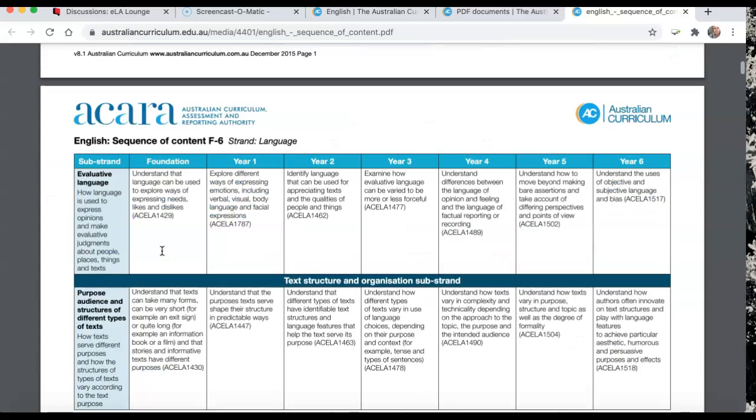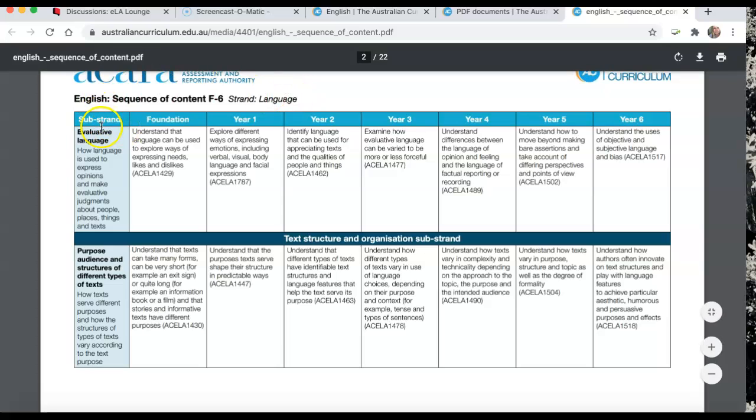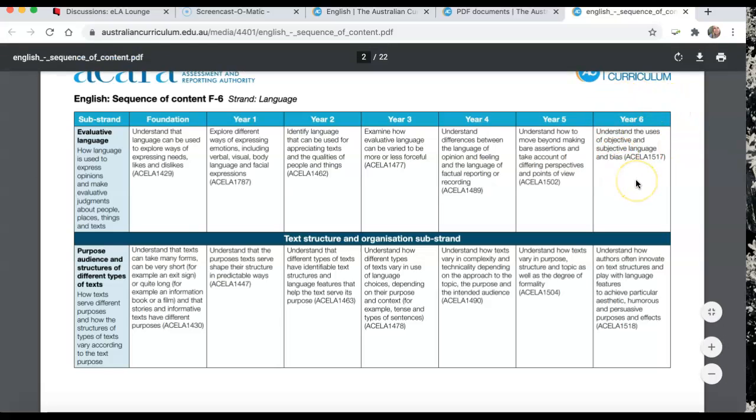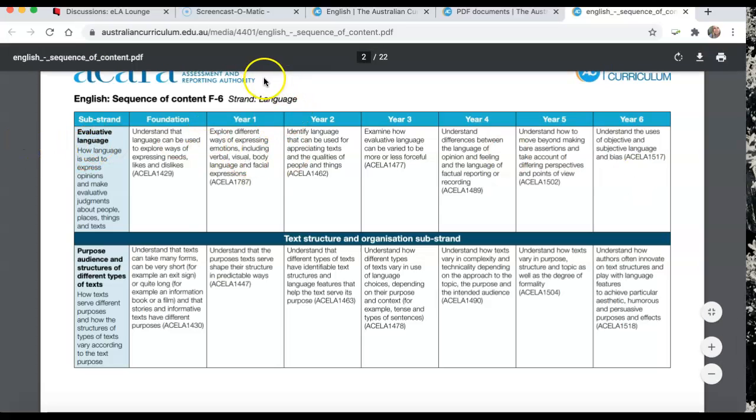So for example, if we scroll down, you can see here on the language strand that students need to use evaluative language. At prep, this is what it looks like, that students understand that language can be used to explore ways of expressing needs, likes and dislikes. And this is how it progresses through the years until eventually you get to grade 6 where you're using objective and subjective language to understand bias. So same strand of language, same substrand, but a progression of skills over the years.